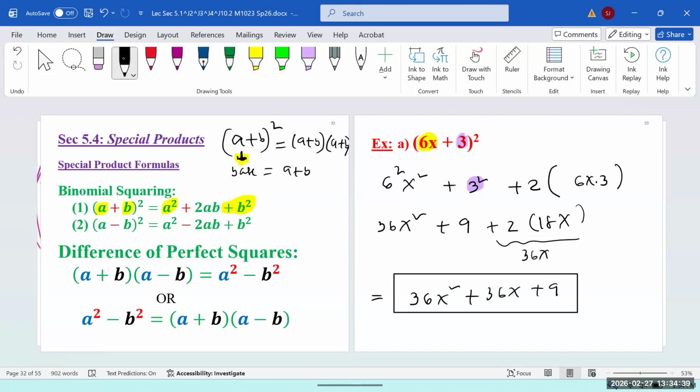And again, if you don't want to memorize the formula, it means they're telling you to multiply 6x plus 3 times 6x plus 3. So you can use FOIL, and at the end, you get the same result.